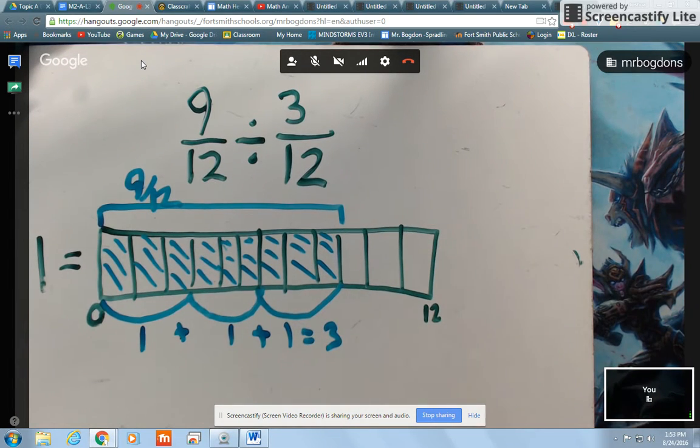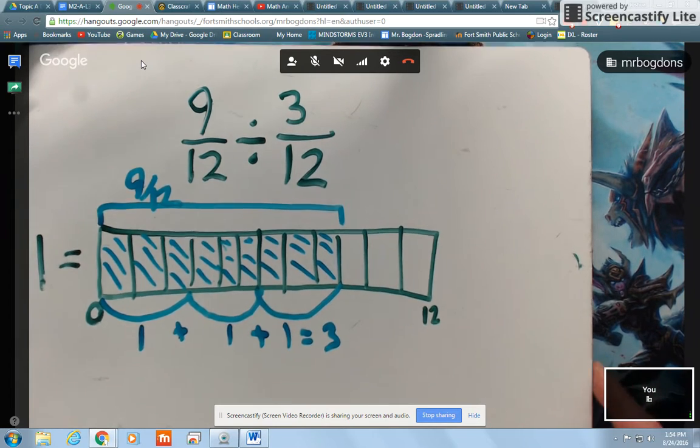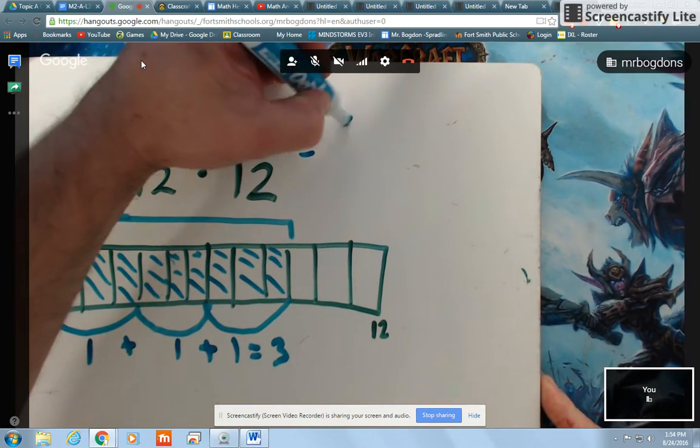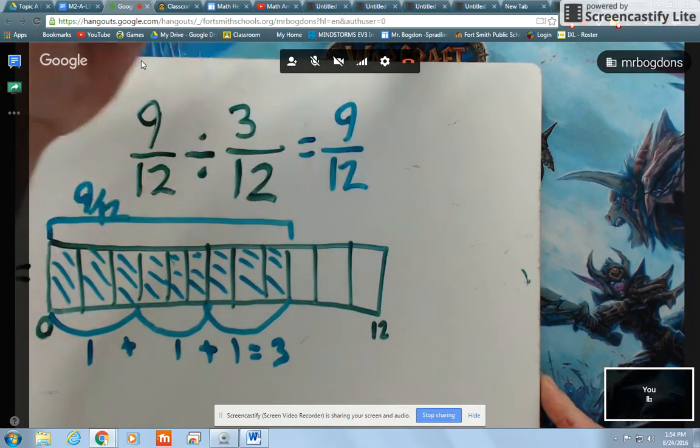Now remember the Math Antics video says that you never have to divide. You could just rewrite it as a multiplication problem. How can I rewrite this to show multiplication? Adrian? 9/12 divided by... 9/12 times 12/3.